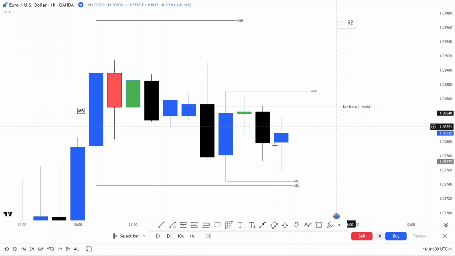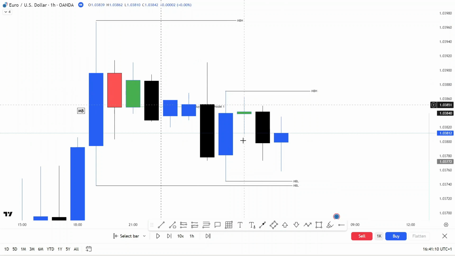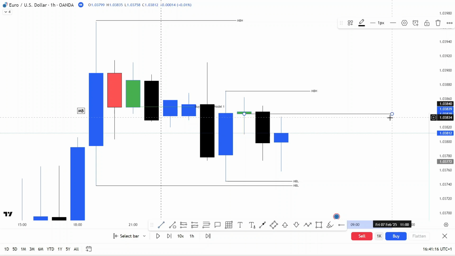So the next thing we want to do is identify our stamp. So where is this stamp? So now that we have a new stamp, we are going to work with the most recent price action. So we extend the stamp, right? So we have this and this, and this is a buy stamp.